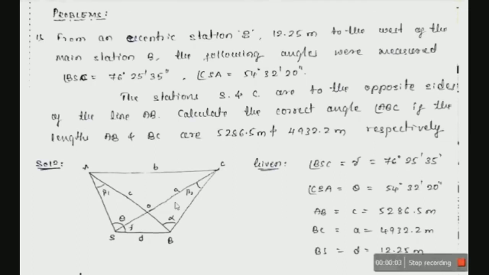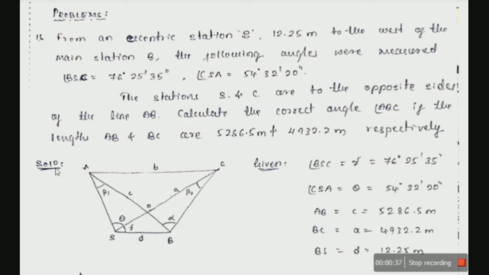Problems on the satellite stations. First problem. Here the satellite station is 12.25 meter from the west side of the main station B. The following angles are measured, that is angle BSC and CSA. Similarly, they have mentioned that the station S and C are on opposite sides of the line AB. Calculate the correct angle of ABC if the lengths of AB and BC are this much respectively.